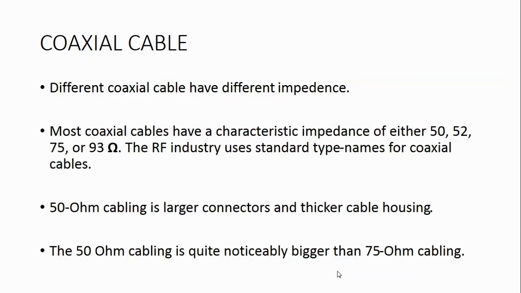Okay, for the coaxial cable, different coaxial cables have different impedance. Most coaxial cables have a characteristic impedance of either 50, 52, 75 or 93 ohm. The RF industry uses standard type names for coaxial cable for 50 ohms. The 50 ohm cable has a larger connector and thicker cable housing. The 50 ohm cabling is quite noticeably bigger than 75 ohm cabling.